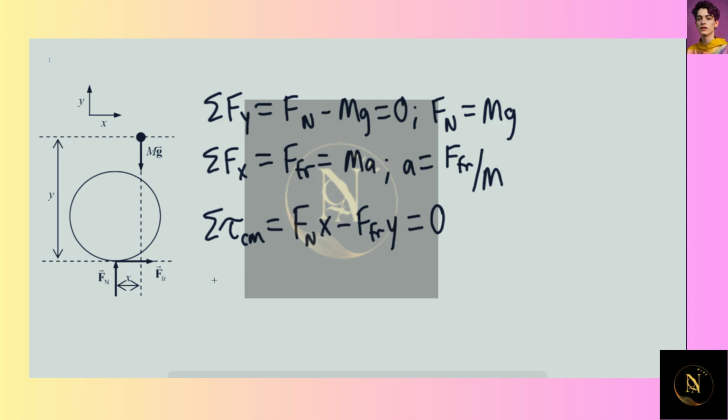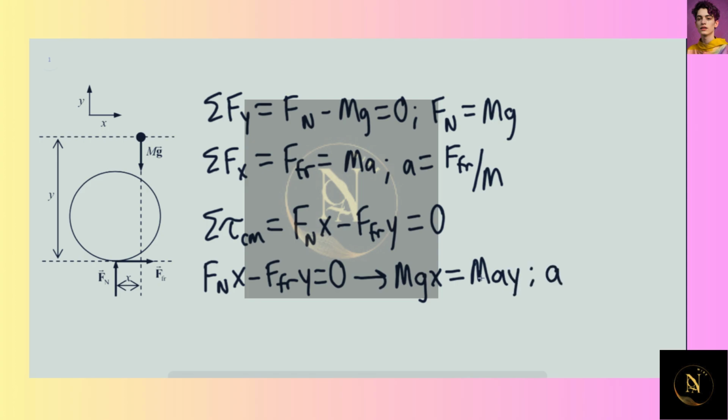So we can say that force normal times x minus the force of friction times y will equal 0. And so we can say mg times x equals ma times y. And so mass cancels out, and the acceleration is equaling the acceleration due to gravity times x divided by y. This would be our answer for part A.